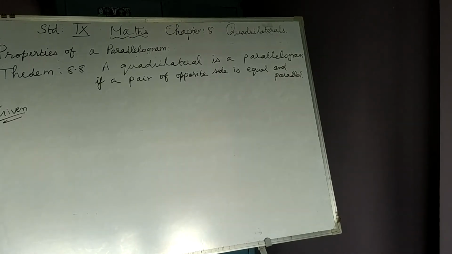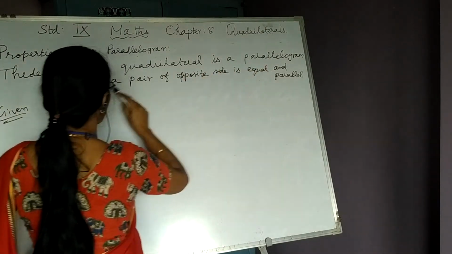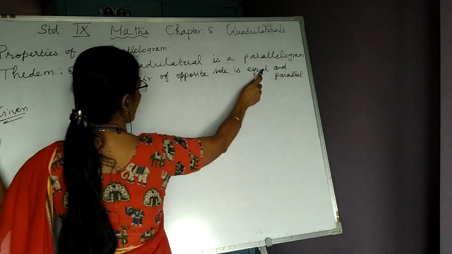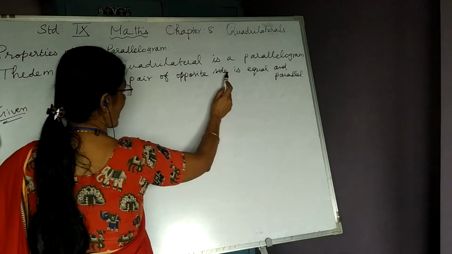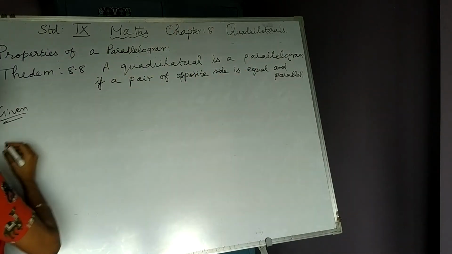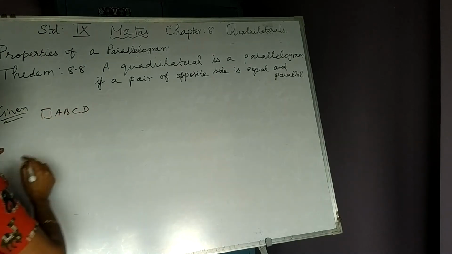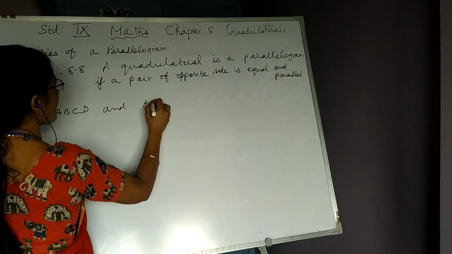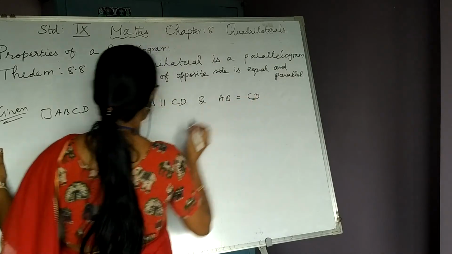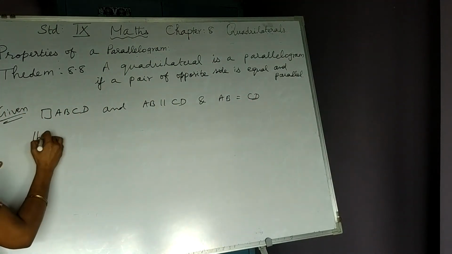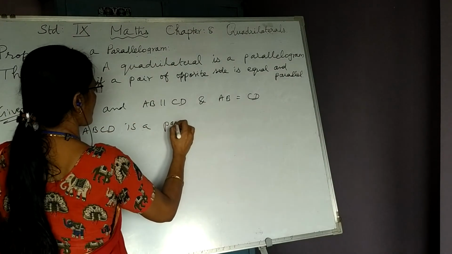Theorem 8.8 is a quadrilateral. It becomes a parallelogram when a pair of opposite sides is equal and parallel. If you consider any one pair of opposite sides, the same pair should be equal and what? And parallel. So we are given quadrilateral ABCD and what? And AB is parallel to what? Parallel to CD and AB equal to what? Equal to CD. Then this quadrilateral ABCD is what? Is a parallelogram.